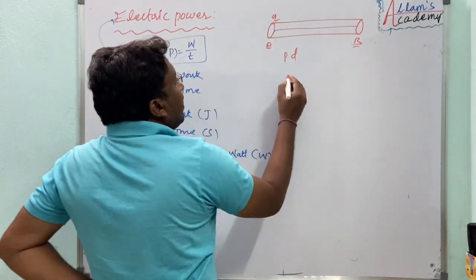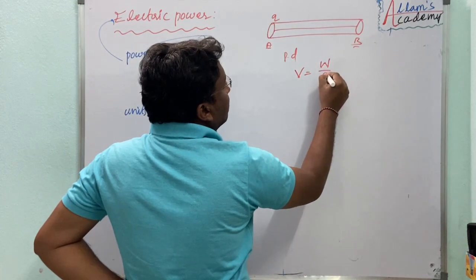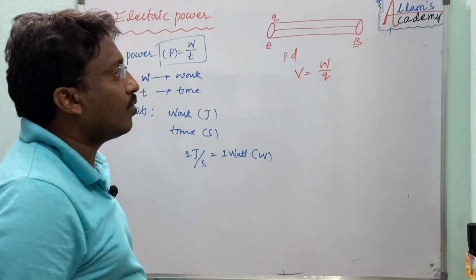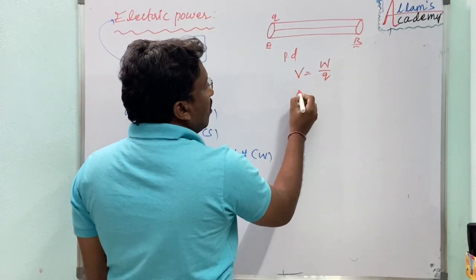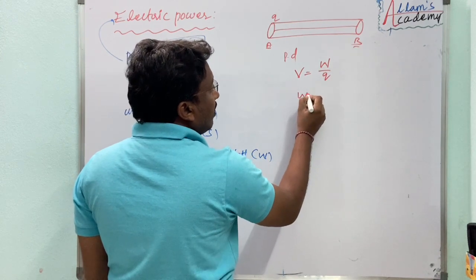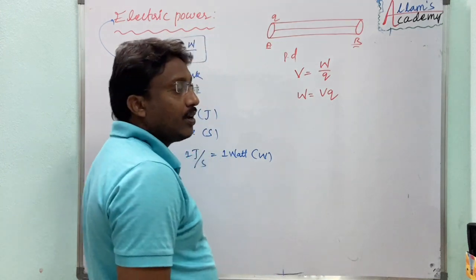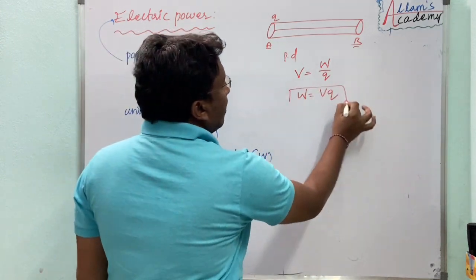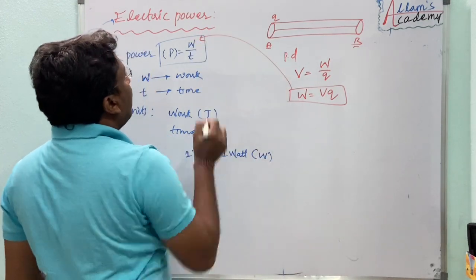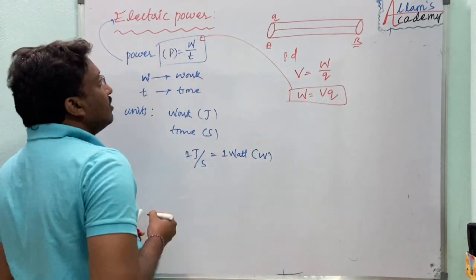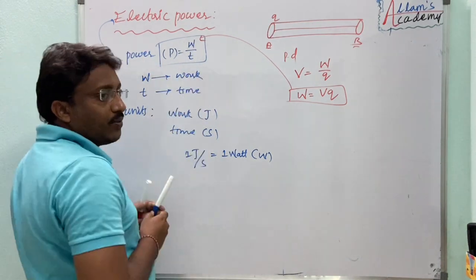And we have a principle also, V equal to W by Q. So here I want this work, then W equal to V Q. This W work I am going to introduce instead of the work. So see here.